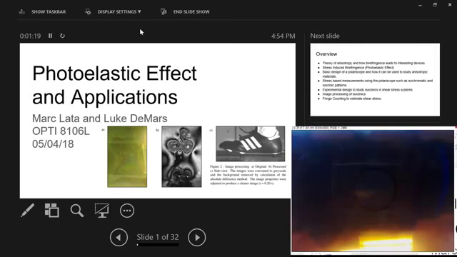fringes, but these aren't fringes that are associated with interference. They're fringes from the polarized light traversing different thicknesses as a result of the stress acting on this object. So this is more akin to wave plates rather than interference. I just want to get that out of the way so that there isn't any confusion.